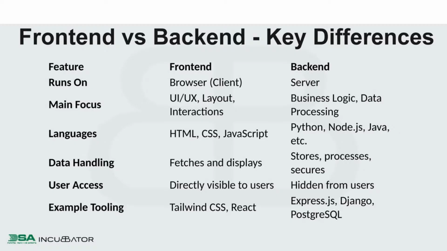So in terms of language for front end, we use more of HTML, CSS, and JavaScript. For backend, we have Python, Node.js, we have Java, we have C++, we have C Sharp. So like I say, still find time to play with all these things, okay? It will help you. Then in terms of data handling, all front end does is more of fetch and display, right? Fetch and display, trigger actions, stuff like that. But for backend, you look at store, process, secure. Okay. Then user access: directly visible to the user.